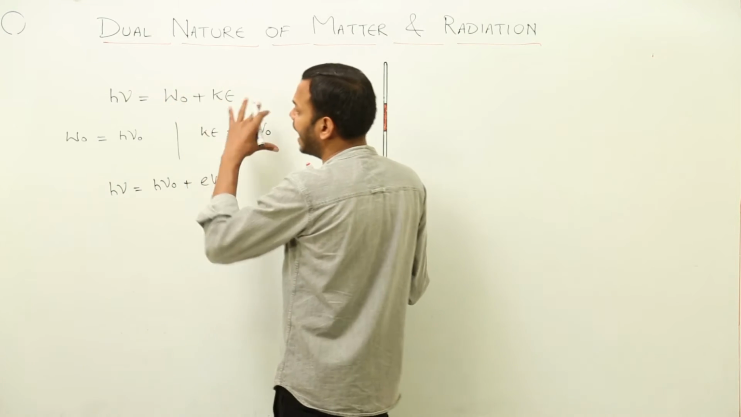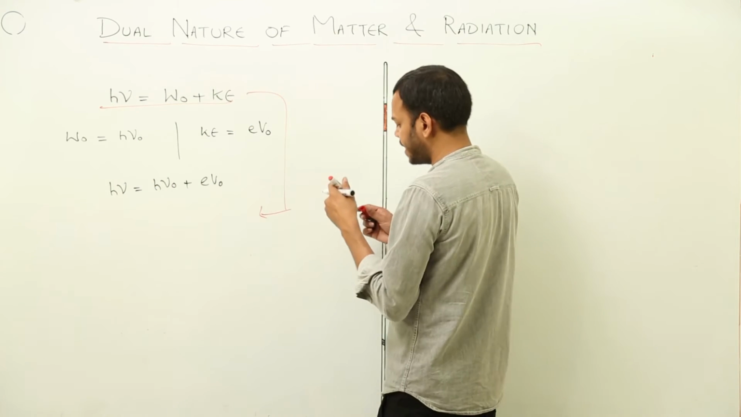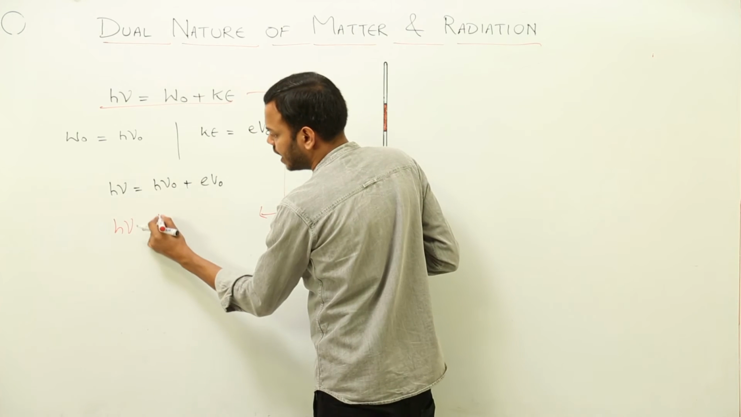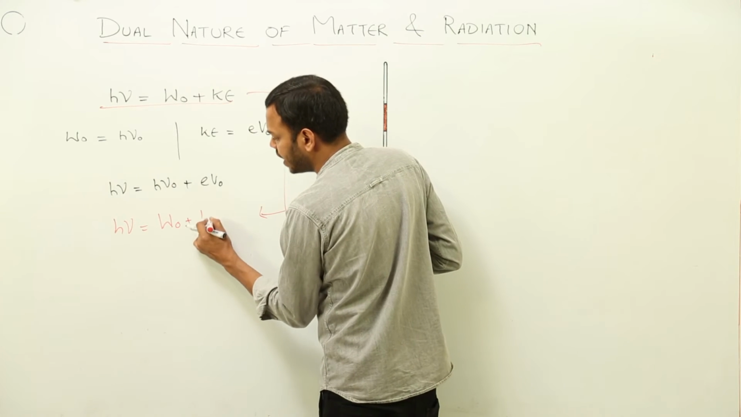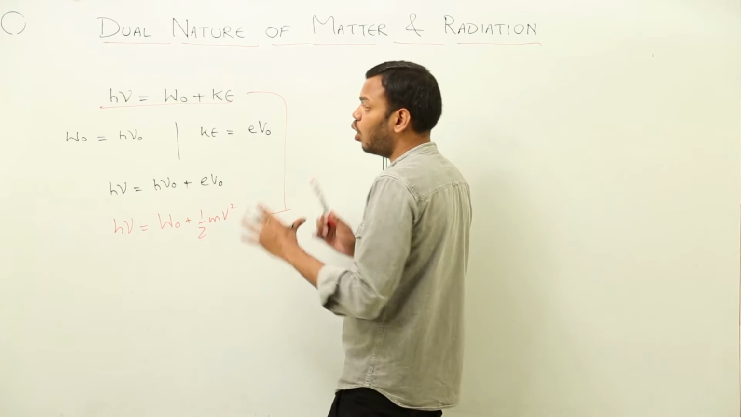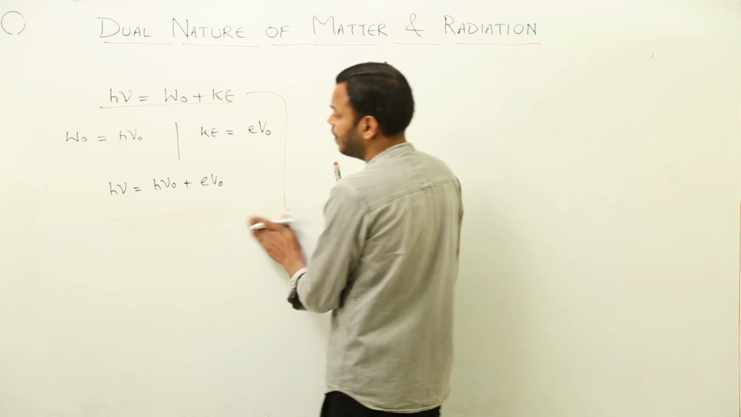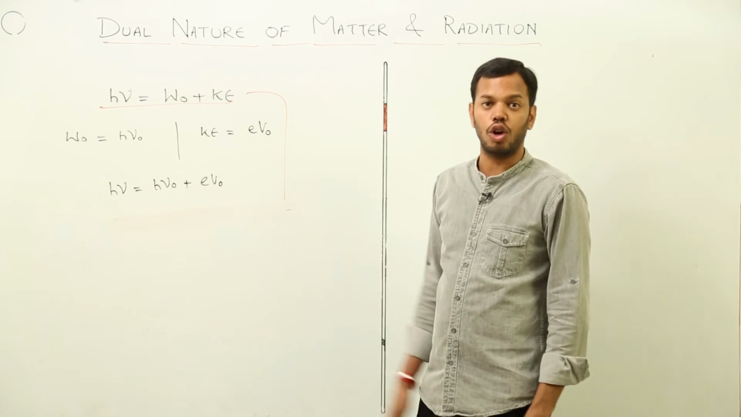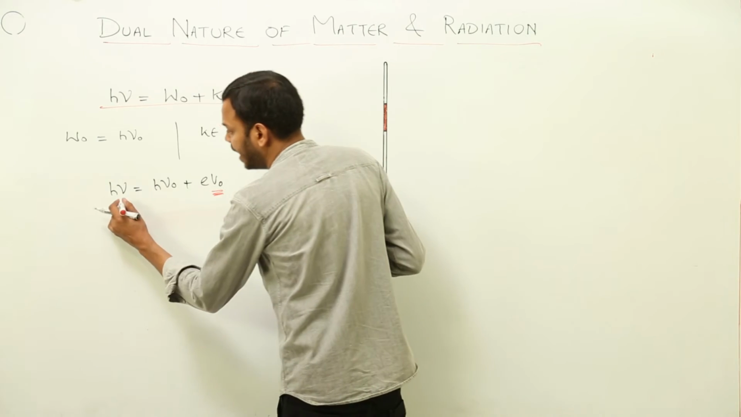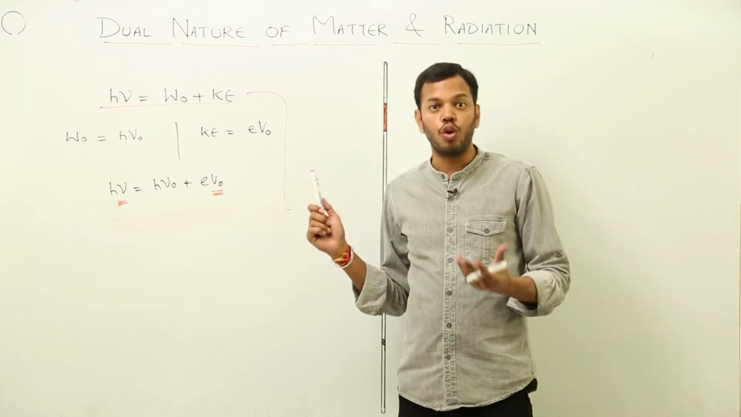You can also write this equation in any form you like. For example, I can rewrite the above equation as h nu is equal to W naught plus half mv square. Yes, I can do that because that's kinetic energy. It's my way of writing it. So all these equations are correct, but the most important one is h nu equal to h nu naught plus EV naught, because this gives you a direct relation between stopping potential and incoming radiation frequency.